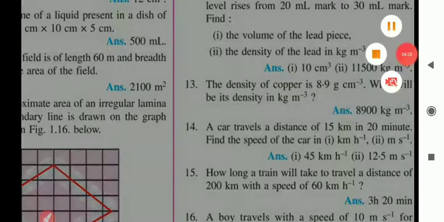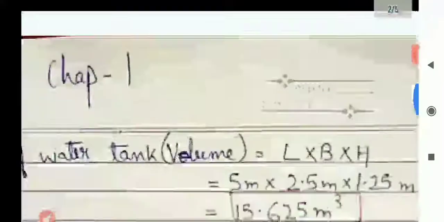Question number 13. The density of copper is 8.9 gram per centimeter cube. What will be its density in kg per meter cube? So for this, what we have to do? What will be the density? Okay, so come to the solution of question number 13.